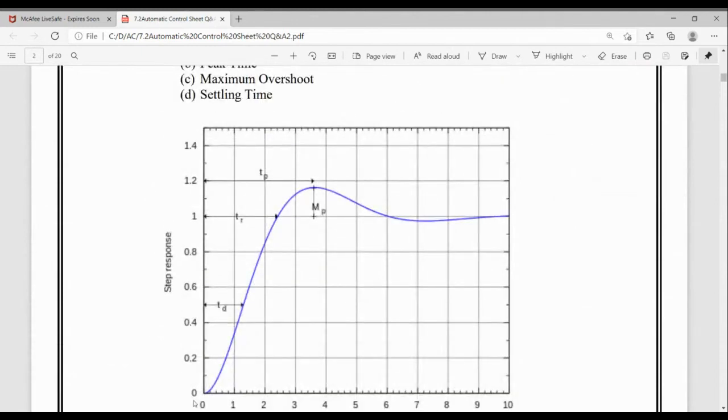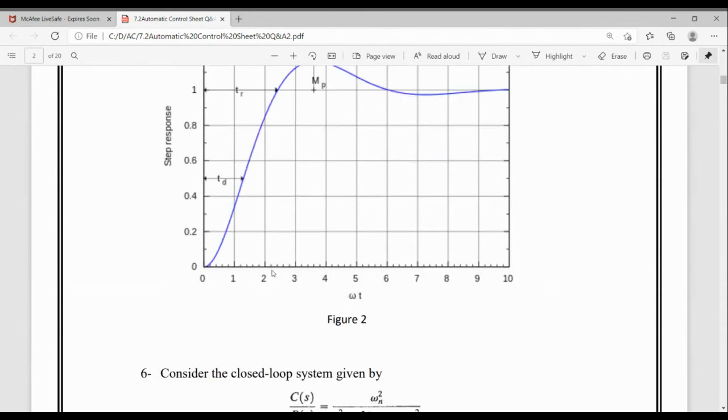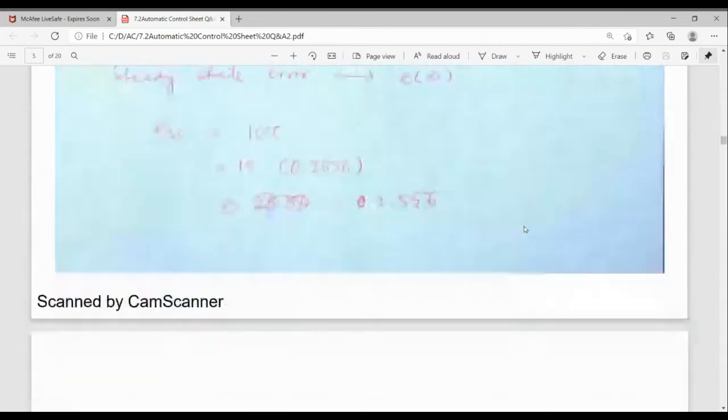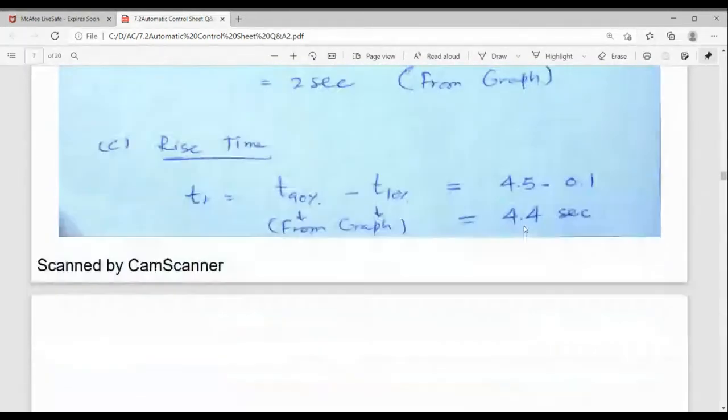This is the output, first time to reach 2.4, okay? Time is here 2.4, you can see here. This is 2.5, this is 2.4. First time it reaches the output, that is rise time. Okay. So coming to the next point, next question.